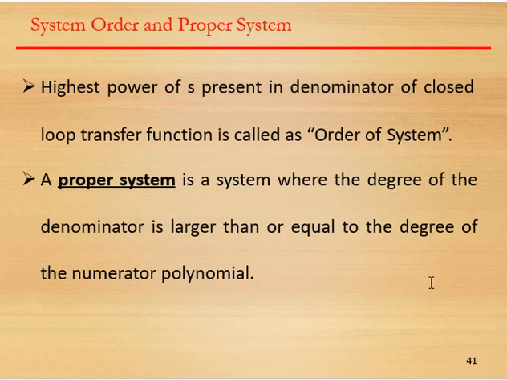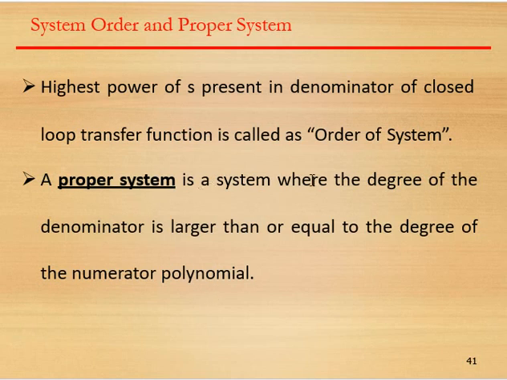Next, system order and proper system. The highest power of s present in the denominator of a closed loop transfer function is called the order of the system, that we have seen. But what do you mean by a proper system? A proper system is a system where the degree of the denominator is larger than or equal to the degree of the numerator polynomial. So we should understand what a proper system is.